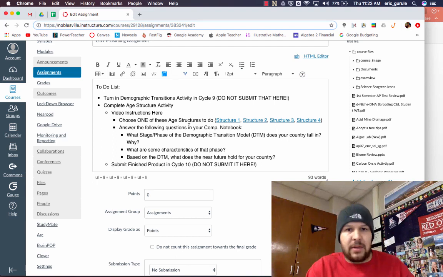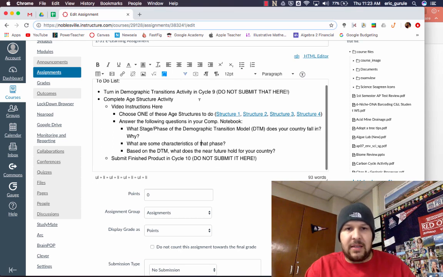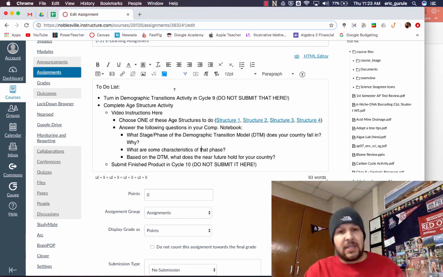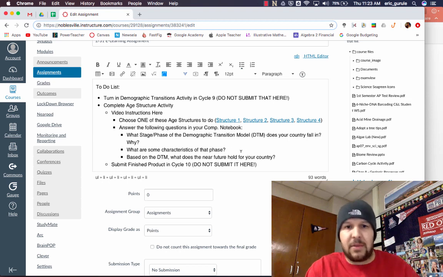I'm just going to walk you through this. This e-learning assignment is not a place to turn in things for your e-learning. There's an actual submission for this in cycle 10, so you won't submit that here. Also, the demographic transition activity you were supposed to be turning in today, you can just turn that into cycle 9. There's a turn in for that here. So you won't actually turn anything in to this e-learning assignment. I don't think you can, actually. I took off the submission.